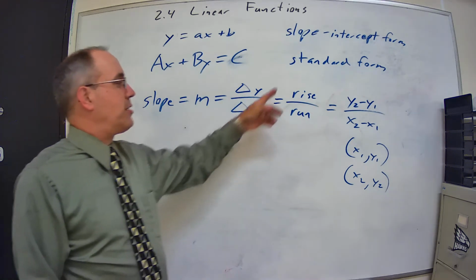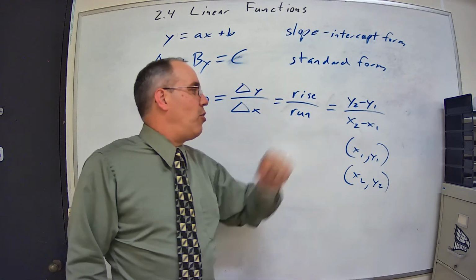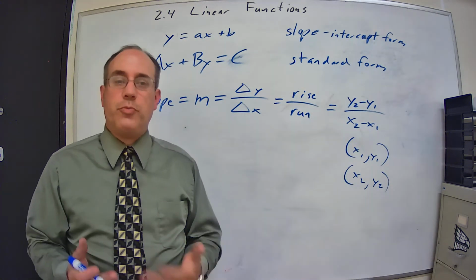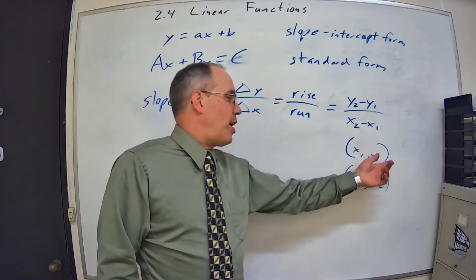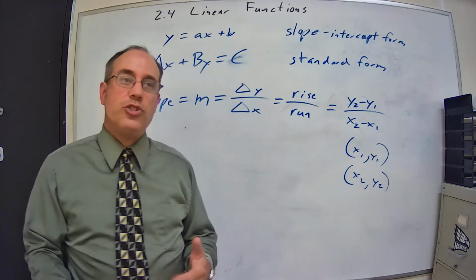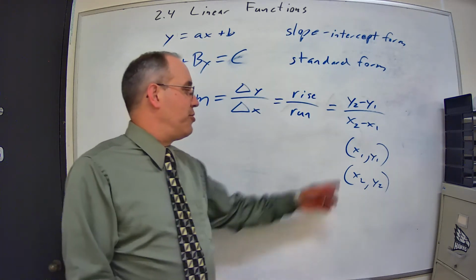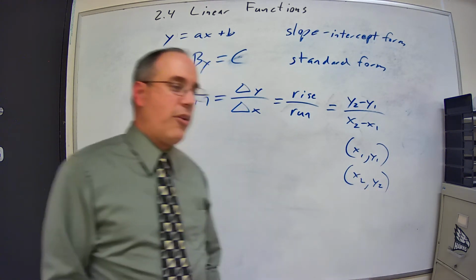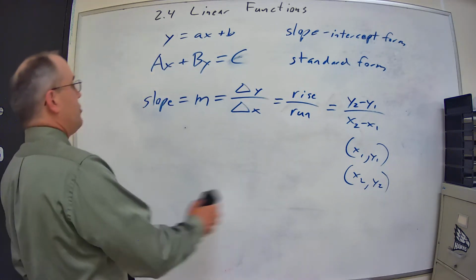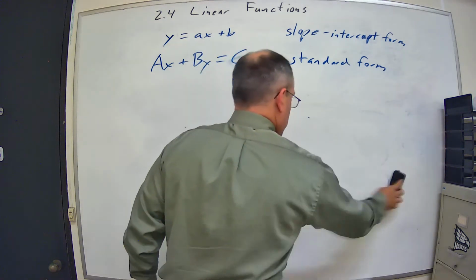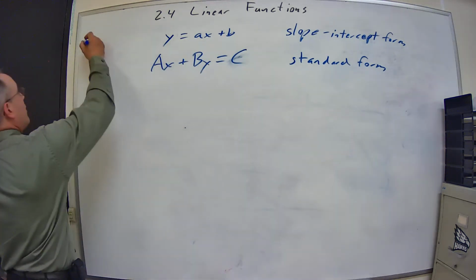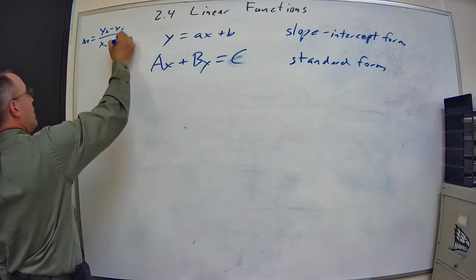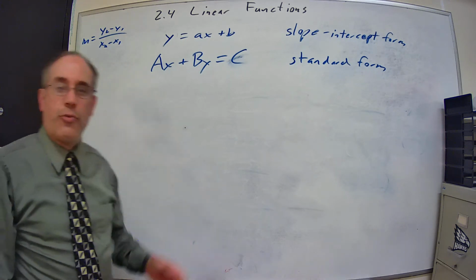So change in y over change in x, the rise over the run, or y2 minus y1 over x2 minus x1. Now I will tell you, when you're finding the slope, it doesn't matter which point you call x1, y1 and which point you call x2, y2, as long as you are consistent in doing so. So don't use this point to give you x1 and this point to give you y1, because that'll throw off your slope. So let's use this. I'm going to get that out of the way, and I'm just going to put it up here. M is equal to y2 minus y1 over x2 minus x1, just so we have it there as a reminder.